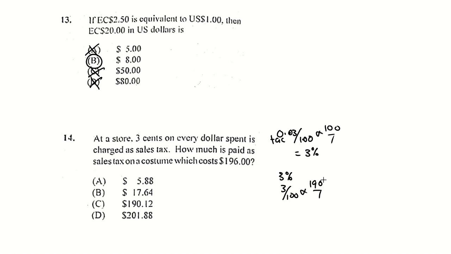Right, when you find this out, they want to know how much is paid as sales tax. It cannot be this and cannot be this, right? 3 over 100 multiplied by 196 is equal to $5.88. So $5 and some cents, right? And that would be your answer for this question here.